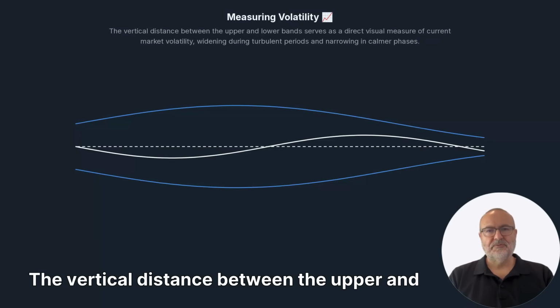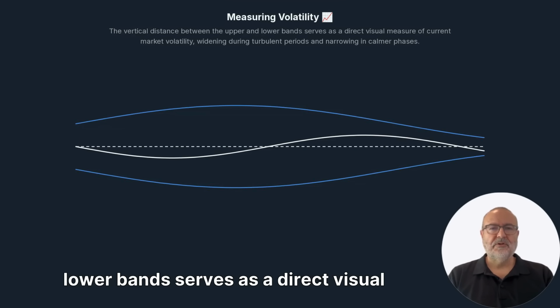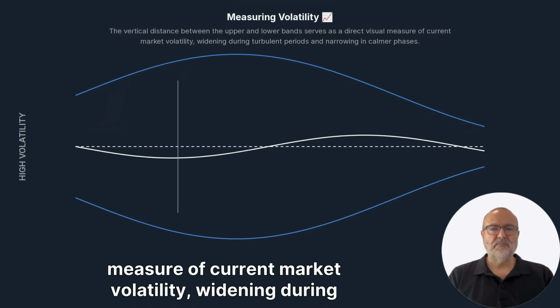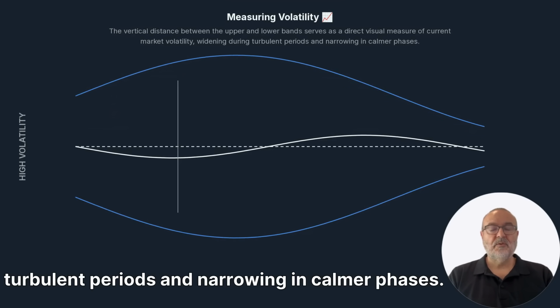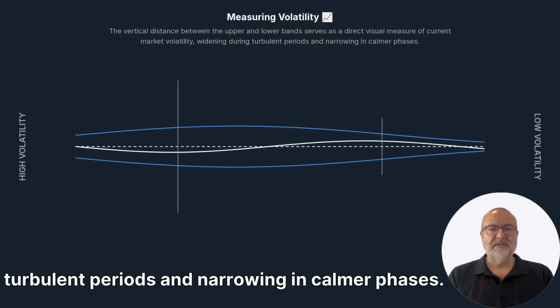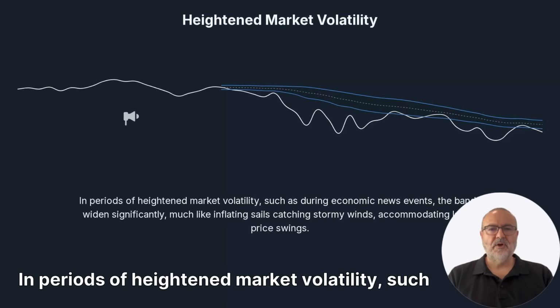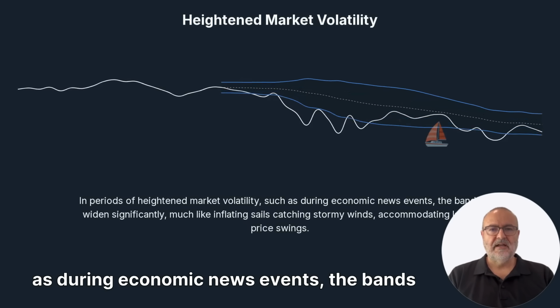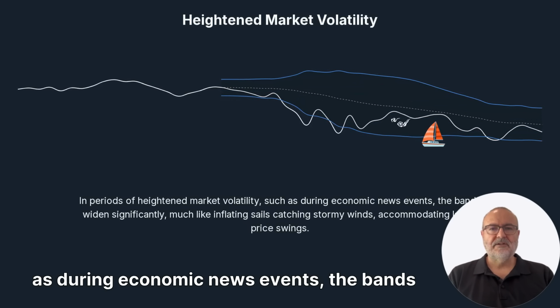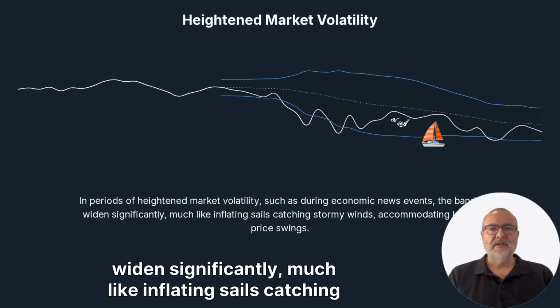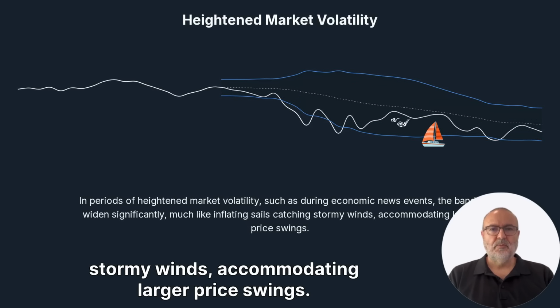The vertical distance between the upper and lower bands serves as a direct visual measure of current market volatility, widening during turbulent periods and narrowing in calmer phases. In periods of heightened market volatility, such as during economic news events, the bands widen significantly, much like inflating sails catching stormy winds, accommodating larger price swings.